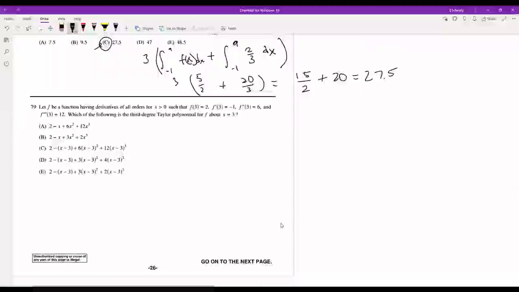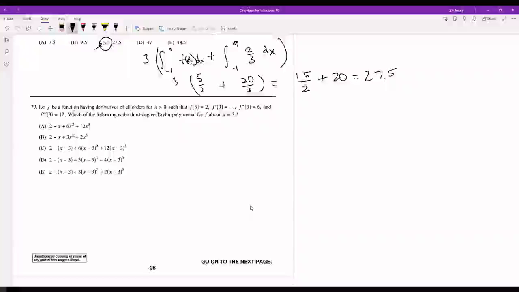Okay, now moving on to 79. Let f be a function having derivatives of all orders for x greater than 0, such that f of 3 equals 2, f prime of 3 is -1, and f double prime of 3 is 6. Oh, and f triple prime of 3 is 12. Which of the following is the third degree Taylor polynomial about x equals 3?